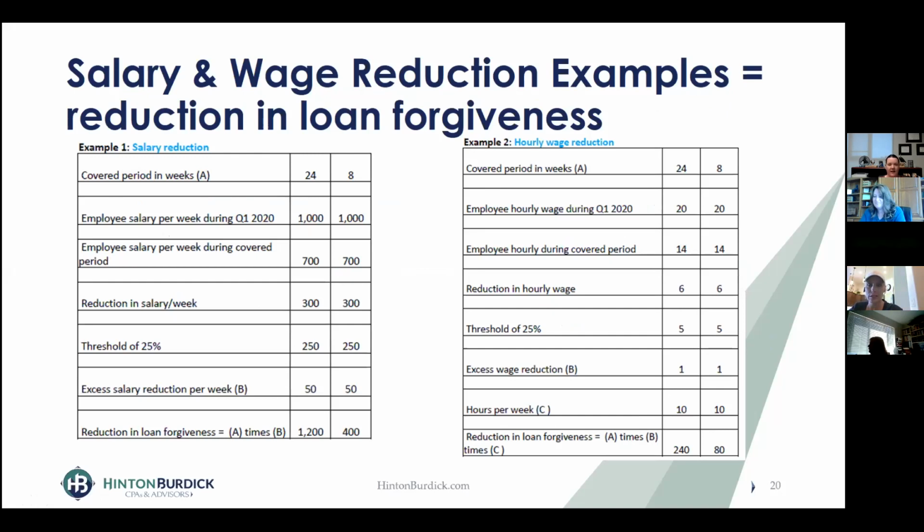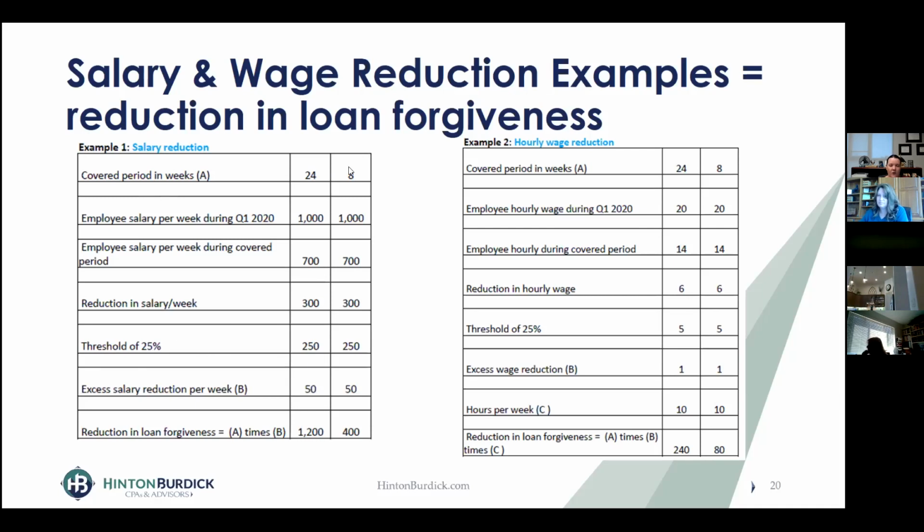This slide, I will say, is a lot. So definitely look at it when you get a copy of the slides. What I want to show you on this slide is how, if you have some of these reductions in loan forgiveness, they can magnify themselves by just going from an 8-week period to a 24-week period. So in this first example, we reduced their salary, and it was more than that 25% threshold that Chad talked about.